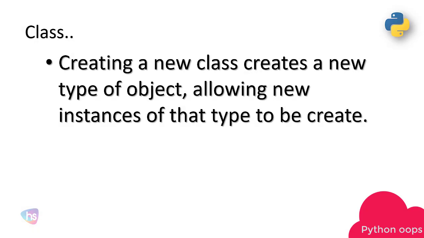Creating a new class creates a new type of object, allowing new instances of that type to be created repeatedly. A number of times you can call the class into different objects, and you can initiate by calling these instances, calling methods, passing parameters, and availing the same functionality repeatedly. This way we create classes in object-oriented programming.